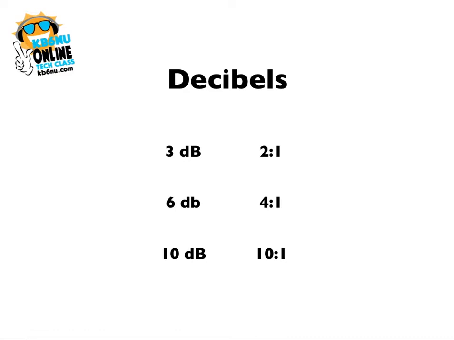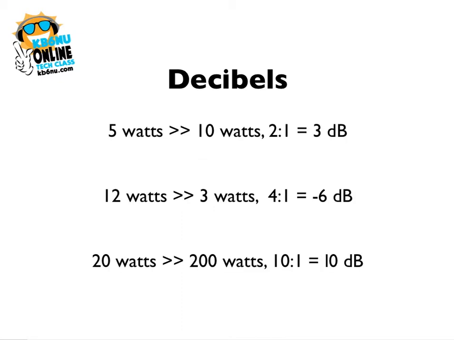At this point, you don't need to know the formula used to calculate the ratio in dB, but you need to know the values 3 dB, 6 dB, and 10 dB. 3 dB corresponds to a power ratio of 2 to 1, 6 dB corresponds to a power ratio of 4 to 1, and 10 dB corresponds to a power ratio of 10 to 1. Let's look at some examples.